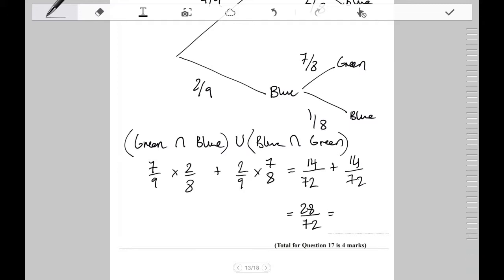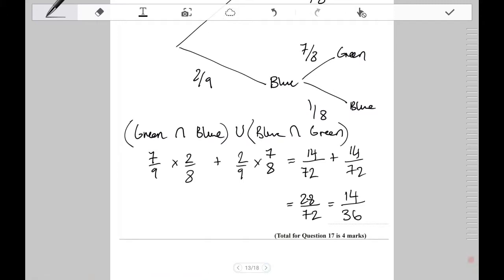And that is the answer. I mean, you can simplify it. You can definitely divide both by 2. It'll be 14 over 36. You can write it as that as well. So yeah, that'll be your answer. So we could say 14 over 36, which is also an answer. Okay, so next question.